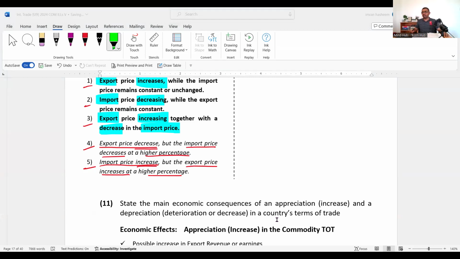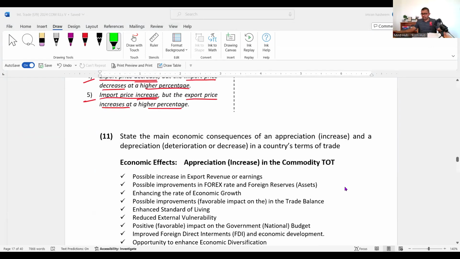How do you start? Number 4. On the deterioration or the decrease side, you say export prices increase, but import prices increase more. Then number 5, import prices decrease, but export prices decrease more. Get it? Right. You can figure this out. So I'm going to leave you to do that.